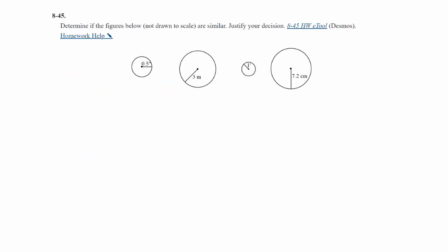Question 45. Determine if the figures below, not drawn to scale, are similar. Justify your decision. So you might remember from back in Chapter 3 that all circles are similar. And really what you're looking at is a dilation: if you take this circle and put it on top of this circle and multiply, in this case the radius is 0.5, so if you multiply by 6, all that does is take this circle and enlarge it by that. The same thing happens with the rest of them. So yes, all of these circles are similar, and in general, all circles are similar.